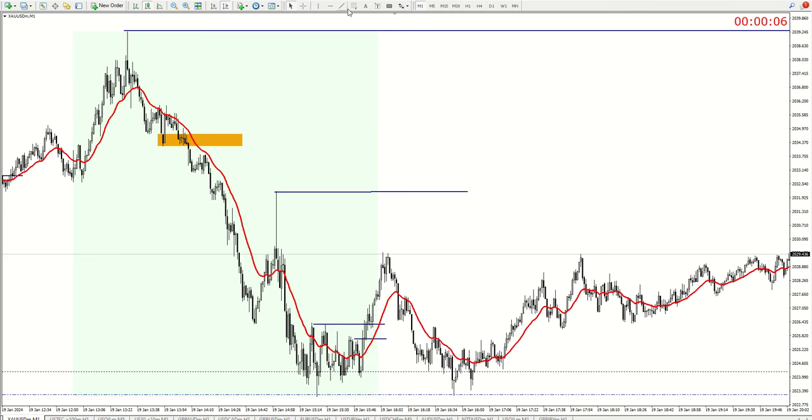Okay, and if you look carefully, you will see. You see, this was a very beautiful triangle. You see, that's why I took it when it broke. And besides, it closed inside the EMA.